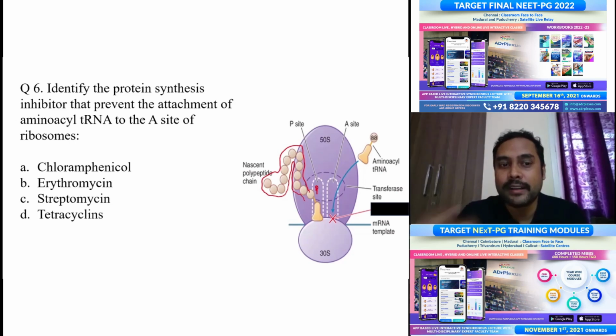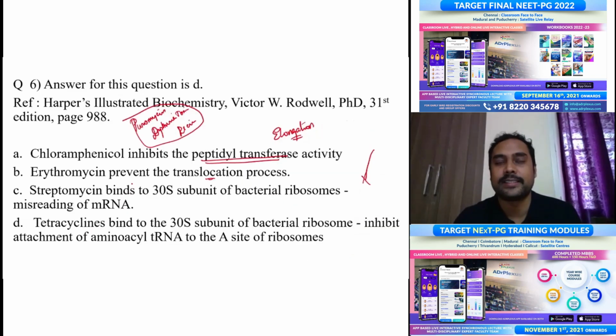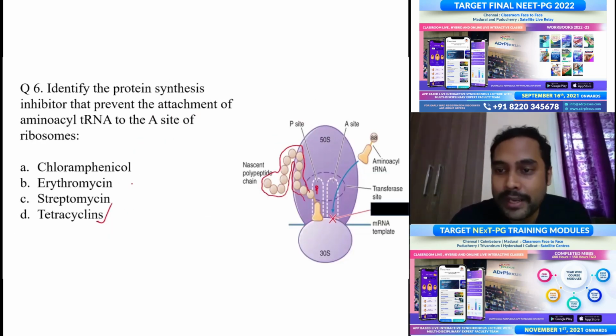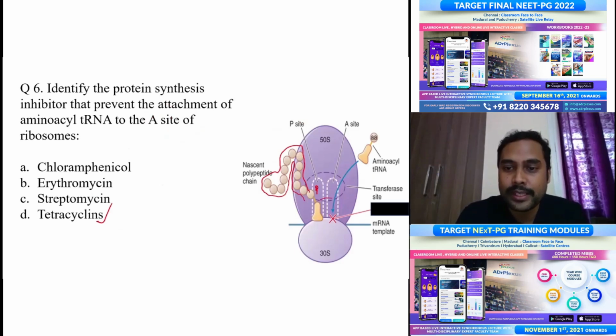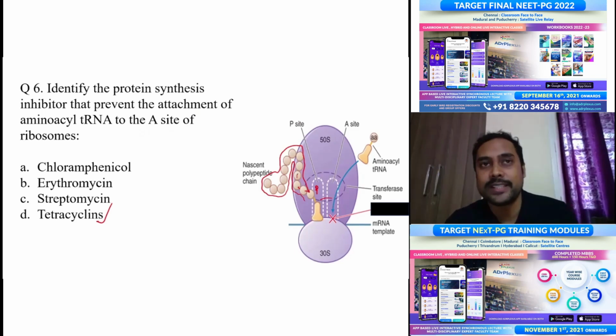One antibiotic is there. Which antibiotic is it? The antibiotic is nothing but tetracyclines. You all know the mechanisms. Streptomycin causes misreading of the mRNA. Erythromycin blocks translocation, the push from here to here, which is not allowed by erythromycin. And chloramphenicol is a peptidyl transferase inhibitor, it blocks the bond formation.